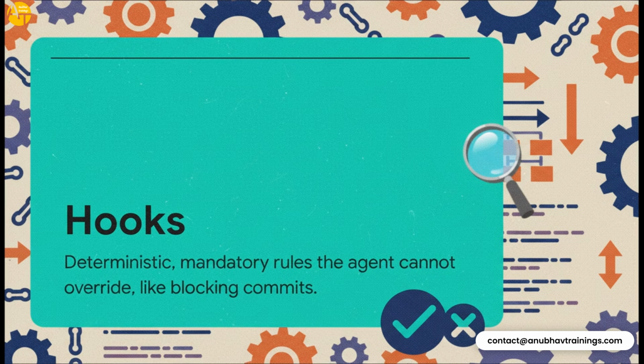Let's look a little closer at hooks. These are deterministic rules the agent absolutely cannot override. And here is a fantastic practical tip for you. It's best to use hooks to block at the submit phase, not the write phase. Actually, if you block an action mid-edit, you risk completely breaking the agent's reasoning chain. Let it finish its work, and then use a hook to validate the whole thing.